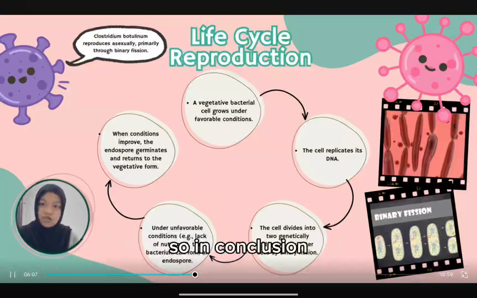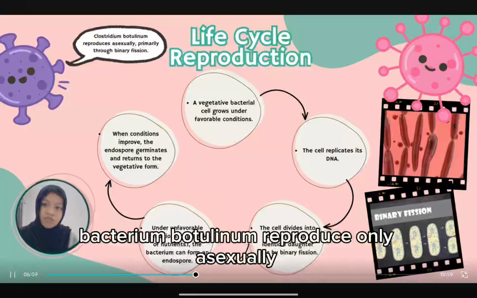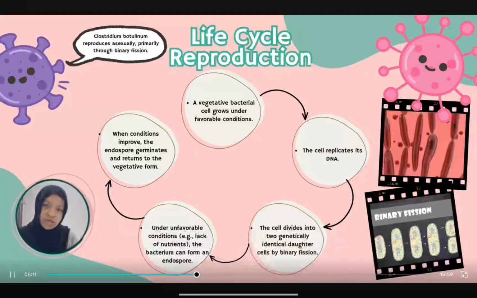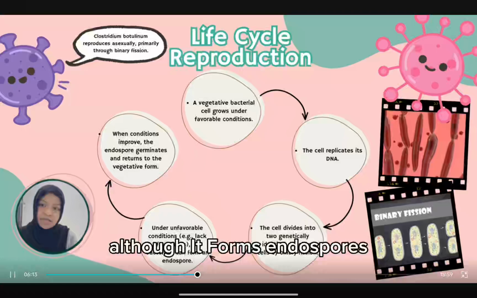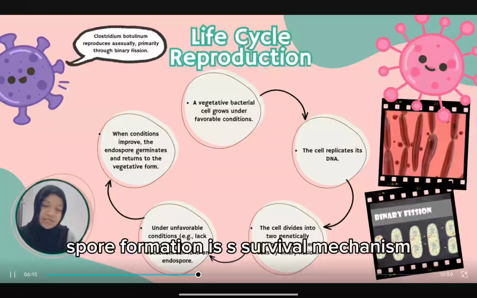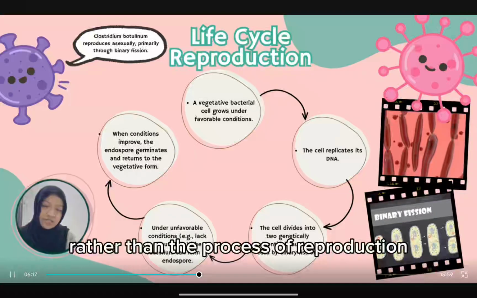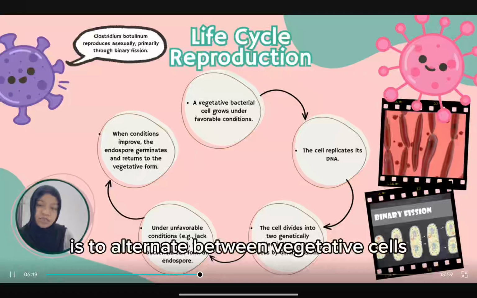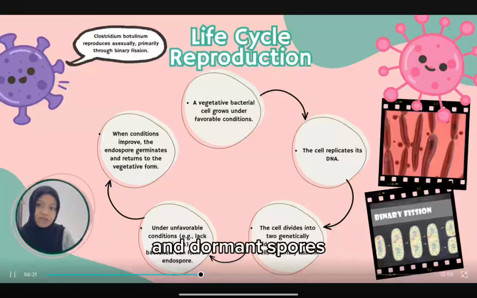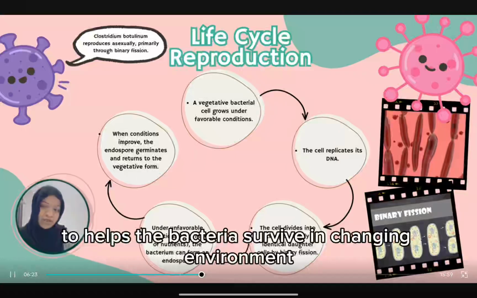So, in conclusion, Clostridium botulinum reproduces only asexually by binary fission. Although it forms endospores, spore formation is a survival mechanism rather than the process of reproduction itself. This ability to alternate between vegetative cells and dormant spores helps the bacteria survive in a changing environment.